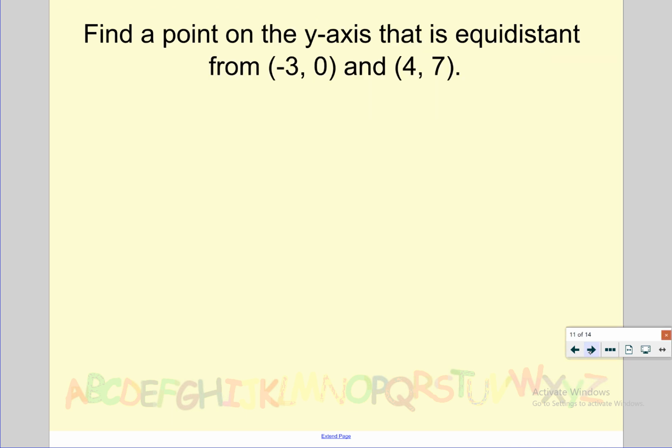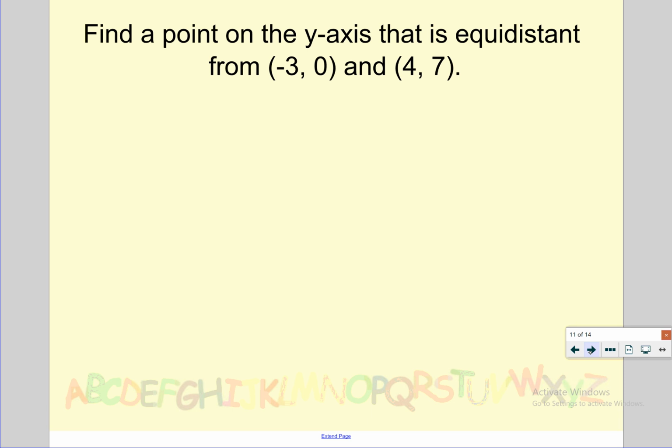Okay, let's try this one. A point on the y-axis is what we're finding that is equidistant from -3, 0 and 4, 7. Find a point on the y-axis that is equidistant from -3, 0 and 4, 7.